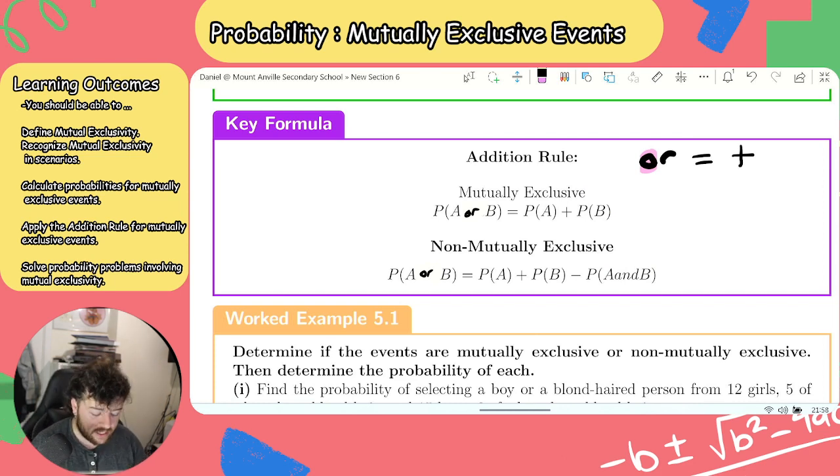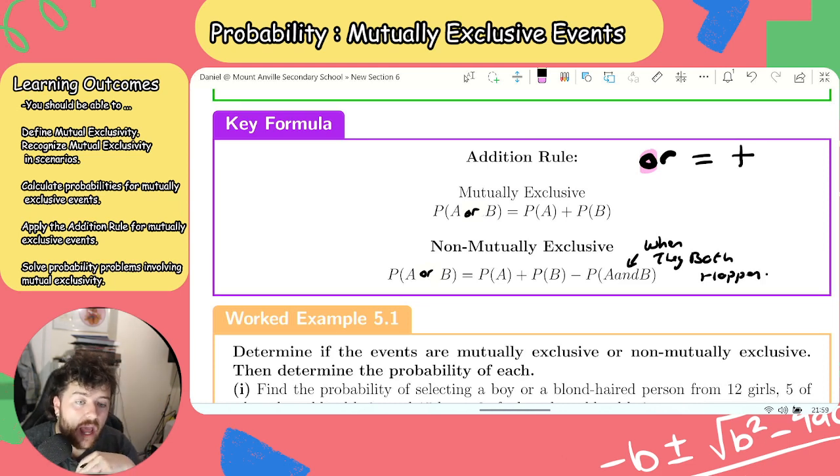Non-mutually exclusive events. So probability A or B is going to be equal to probability A plus probability B minus probability A and B. So when two events happen at the same time, when they both happen. A non-mutually exclusive event would be something that can happen at the same time.